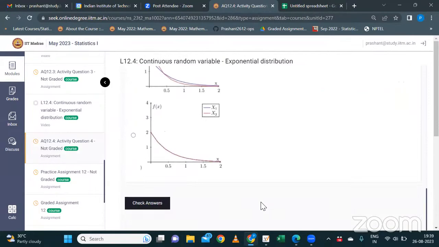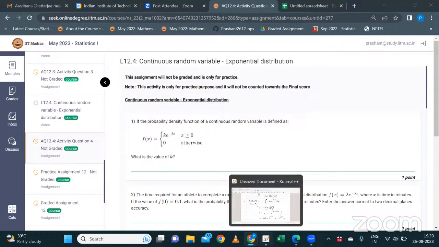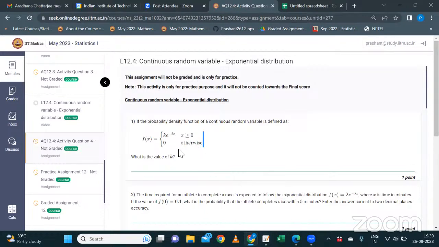Sir, how to solve the first question, sir? Yeah, this one. What is the value of K, right? Yes, 2. Okay. Tell me, there are two things. First thing, you can directly tell the value of K is 2. Tell me how.